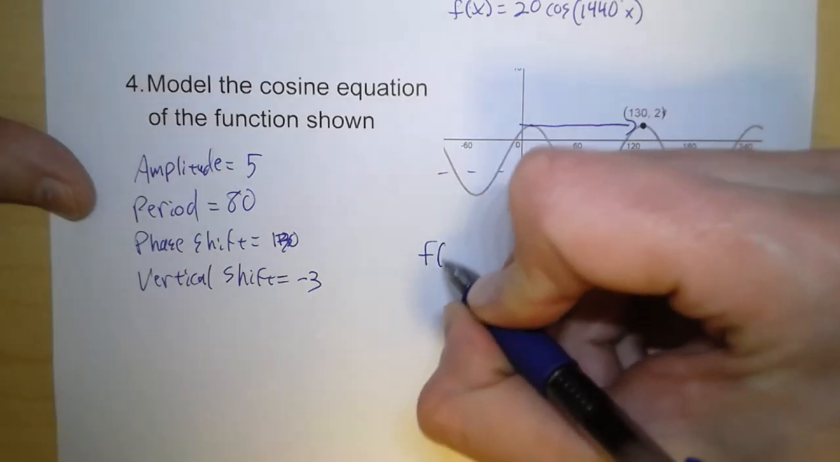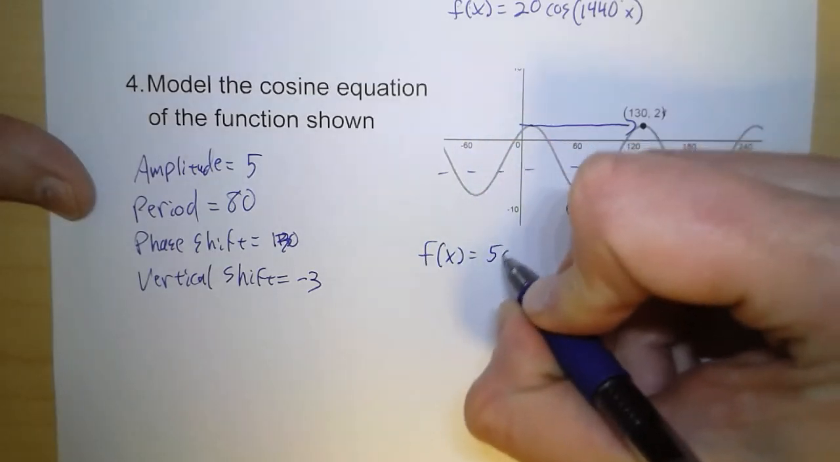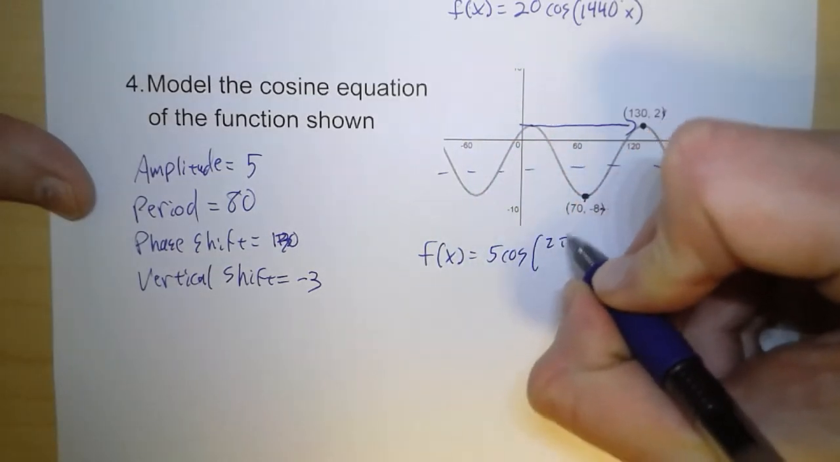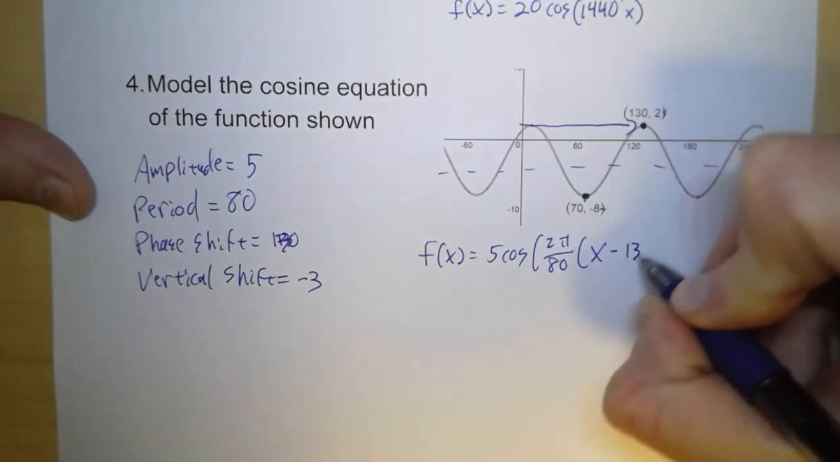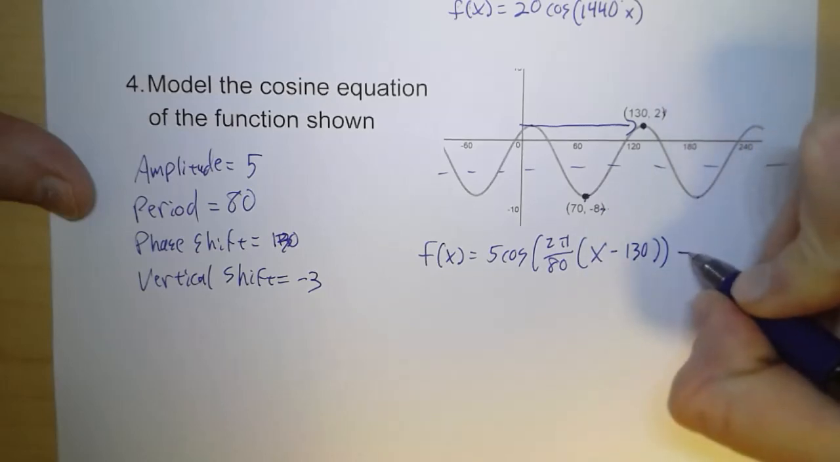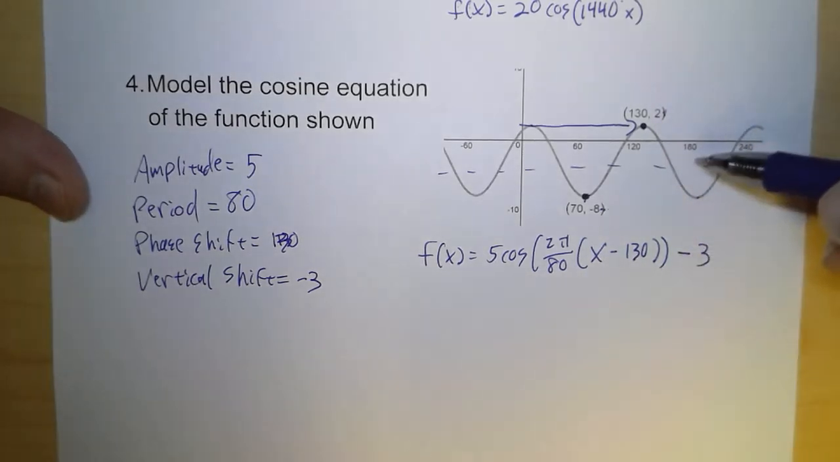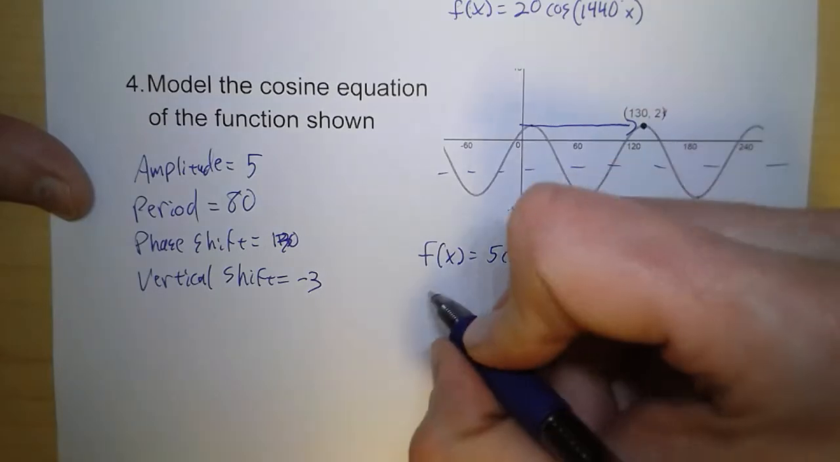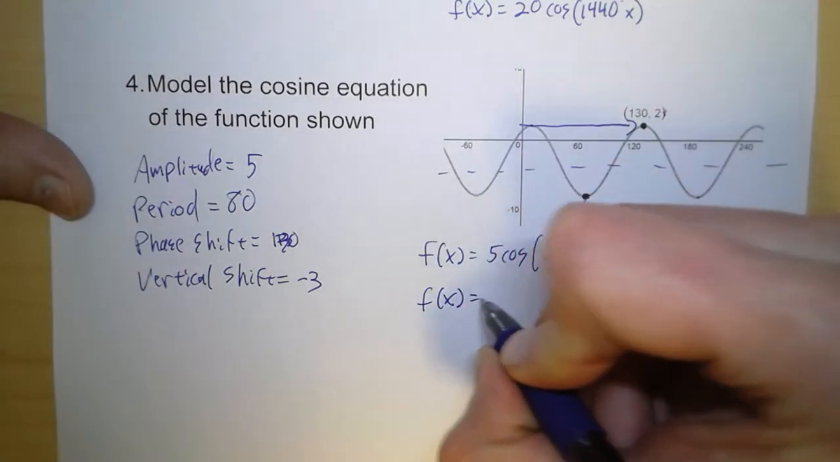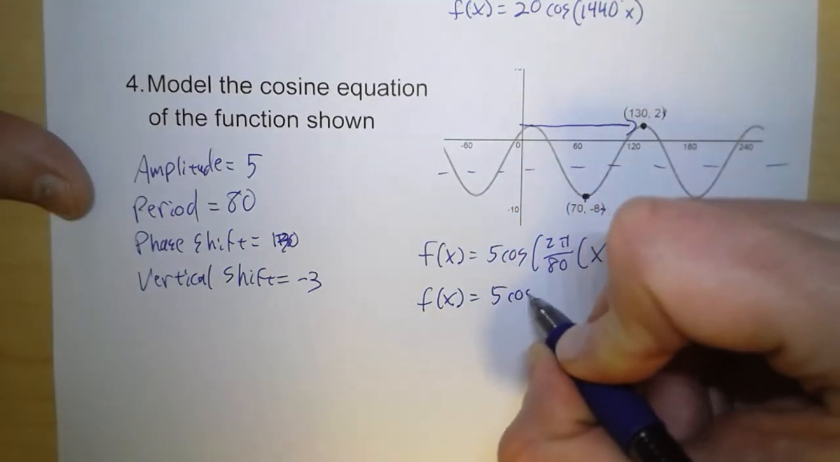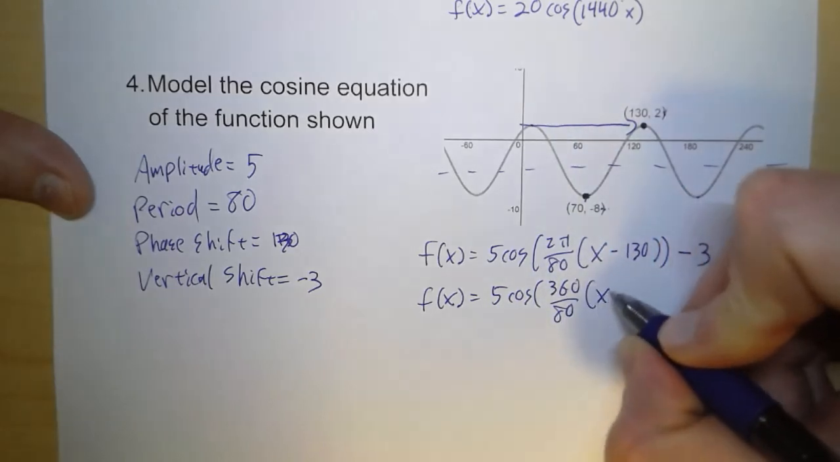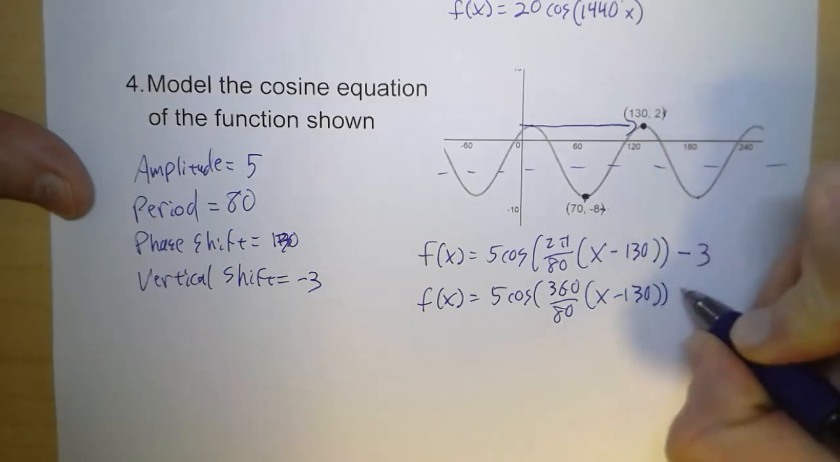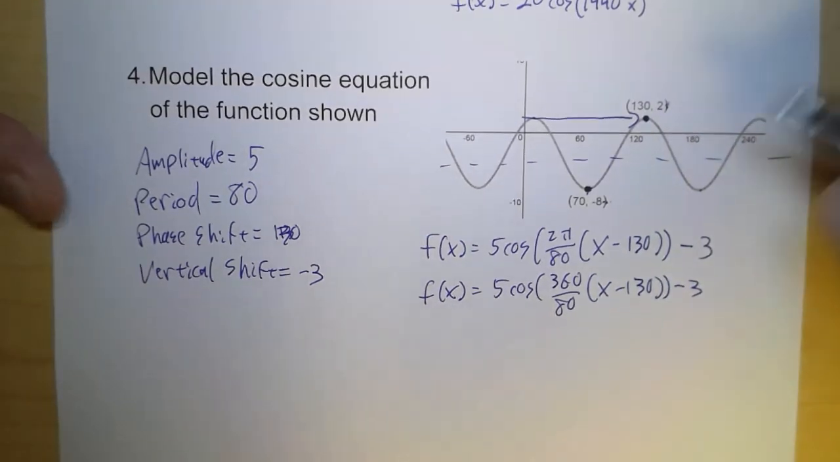So our equation is going to be 5 cosine of 2 pi over our period length, which is 80, times x minus 130, minus 3. Notice the minus because it's beneath the x-axis. And then in degrees, it's going to be 5 cosine of 360 over 80 times x minus 130 minus 3. And that's what it would be in degrees.